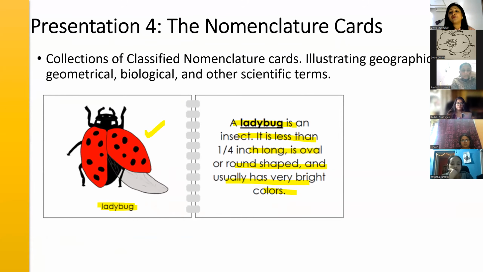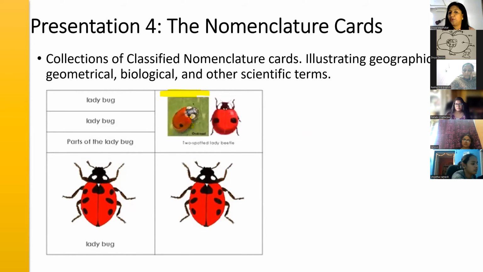Now, if the child does not know what is a ladybug, you should have a definition card. What is a ladybug? It's an insect. Well, how long is it? 1/4 inch. What is the shape of it? It can be round, it can be oval. What is the color of it? Usually it has got very bright colors. Now, what color have I colored? Red here. Okay, so I give a small definition to it.